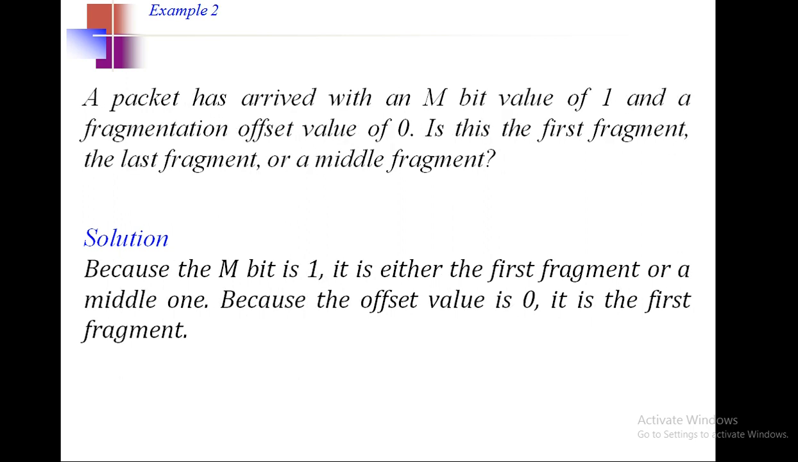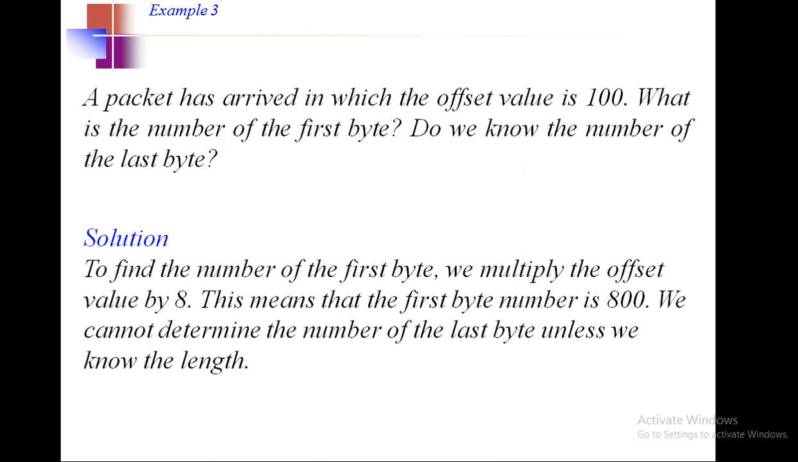The next one is: the packet has arrived with an m bit equal to 1 and fragmentation offset value equal to 0. So is it the first one, last one, or the middle one? See, m is equal to 1, so it is definitely not the last one, because m equal to 1 means there are still more fragments to appear. The fragmentation offset is equal to 0. Remember that fragmentation offset is equal to 0 only for the first fragment. So the first fragment's offset is always 0, and by that we can decide that this is the first fragment.